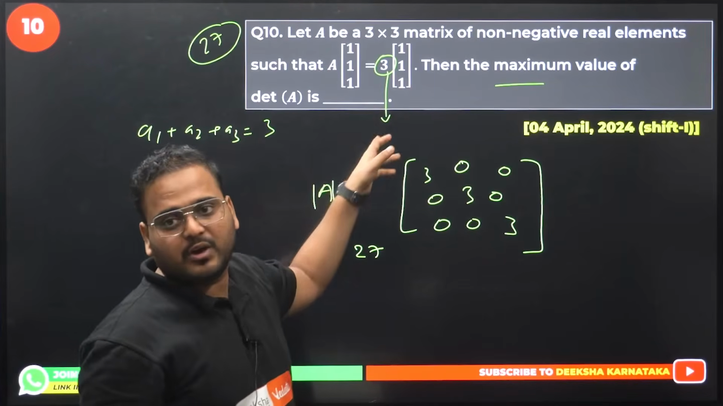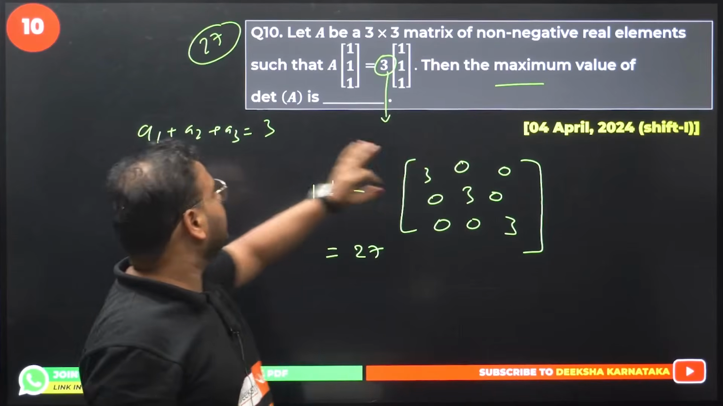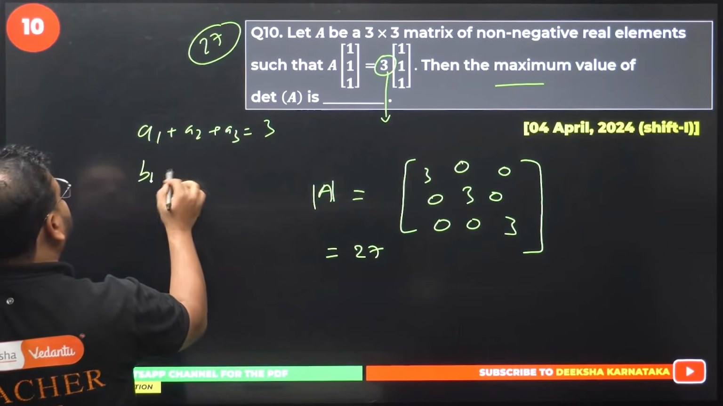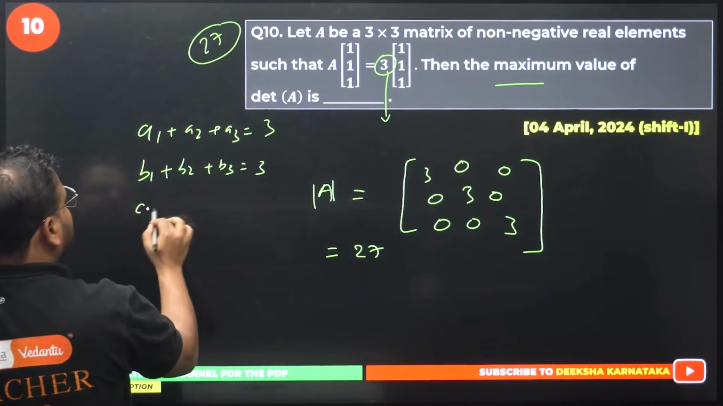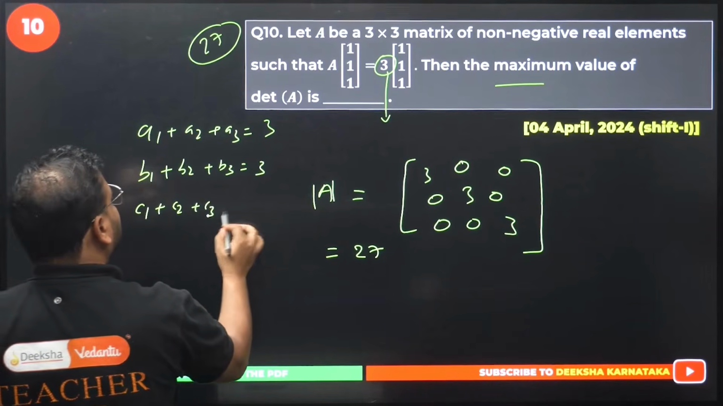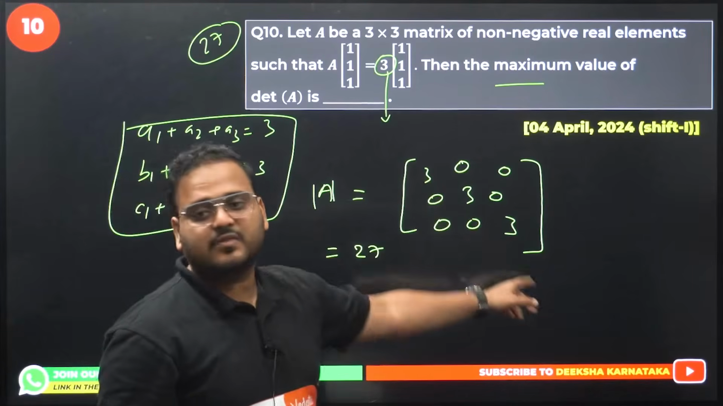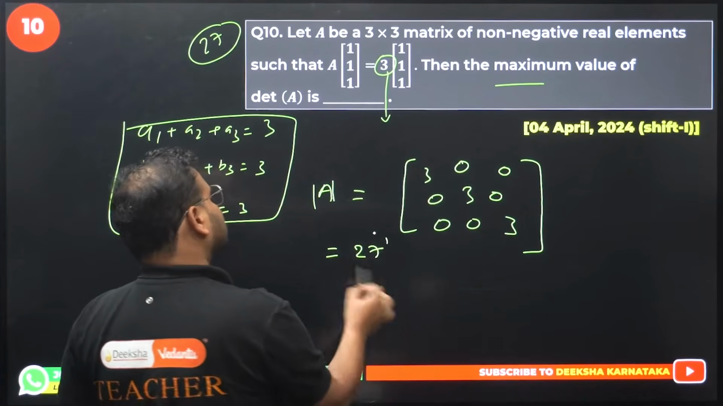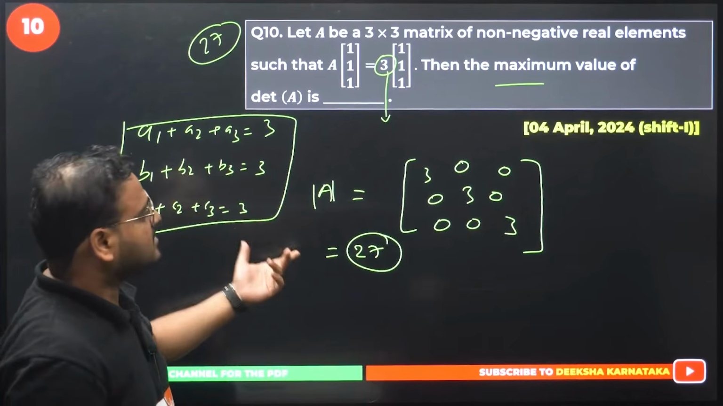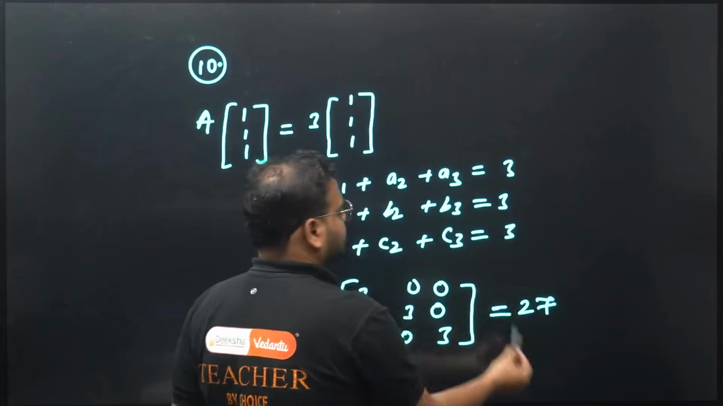Multiply this with 1, 1, 1, which is the eigenvector. That will come out as simply the first value is 3. Same way you're going to get B1 plus B2 plus B3 as 3, and same goes over here, C1 plus C2 plus C3 as 3. So from here, the maximum value will be there if the matrix is in this format, 3, 3, 3. Okay, and the answer will be 27. There is no option, this is an integer type question, so the answer is 27.